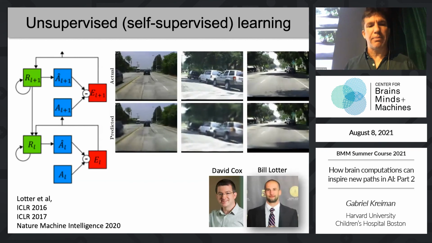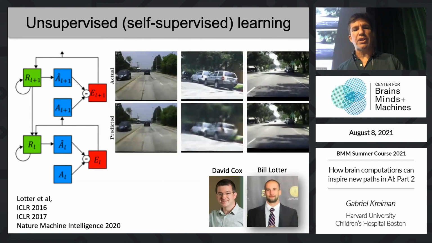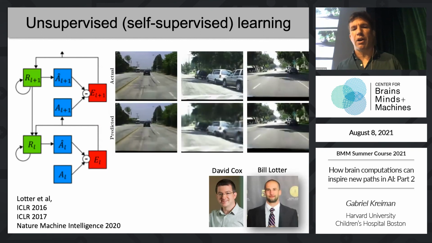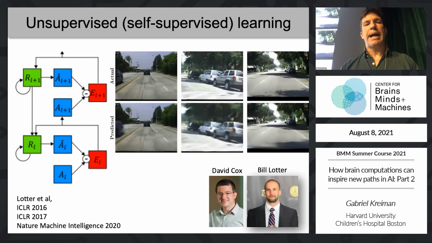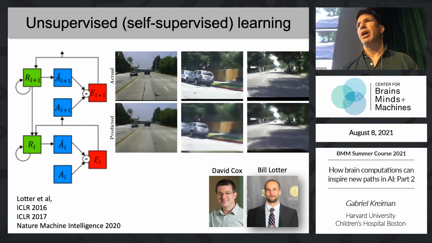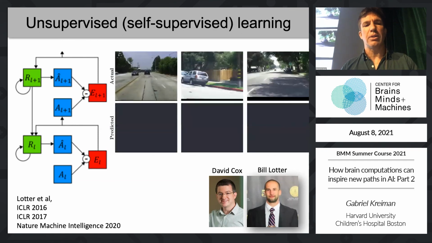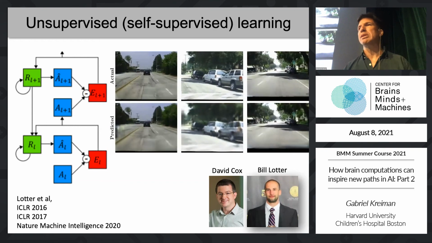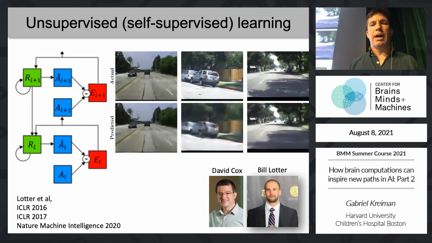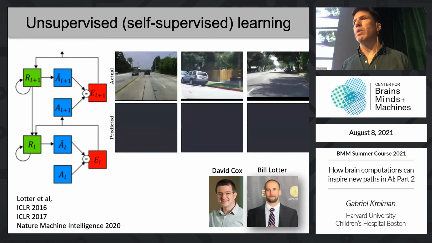So very quickly, I'm going to finish quite soon. Just to flash another image, this is beautiful work that David Cox did with Bill Lotter, trying to build an unsupervised or self-supervised model for aspects of visual cognition. What's quite exciting here, and again, I'm sorry I'm skipping a lot of the details, is that they are trying to build a model that will predict the next frame in a video sequence.